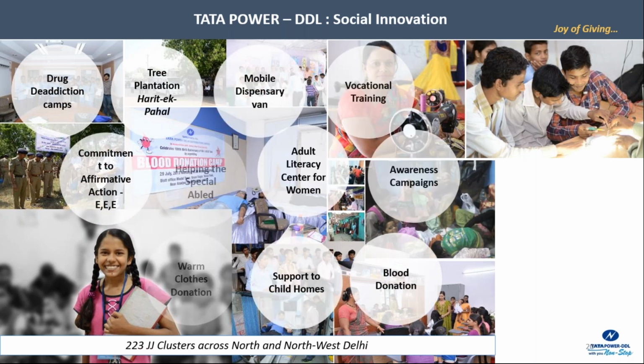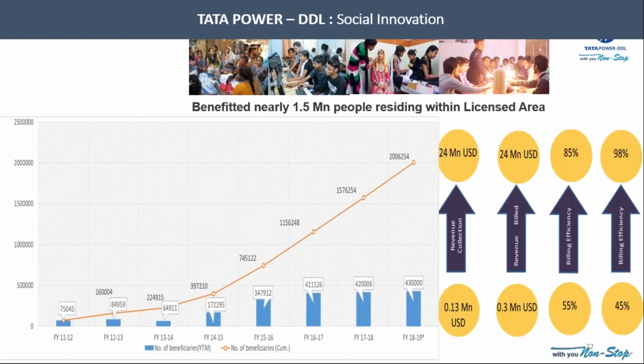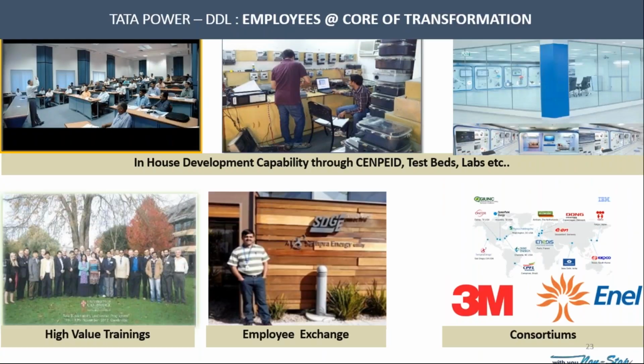So a lot of initiatives were taken for society, which has actually helped us in improving business performance parameters. The next slide shows the different initiatives we take for the society, which helped us to improve our performance and helped us to engage more with society. The revenue which you see in the next slide has gone up from 0.13 million to almost 24 million USD.